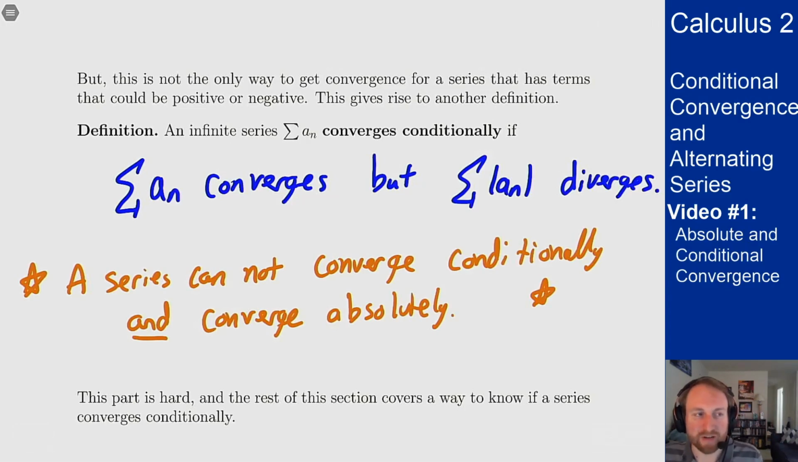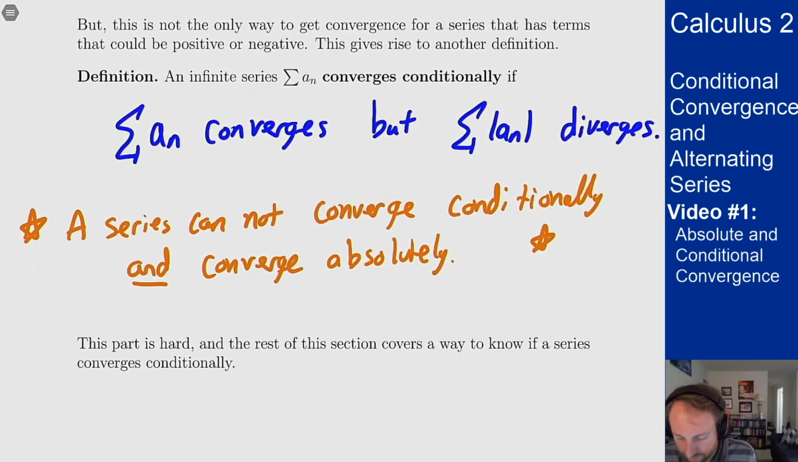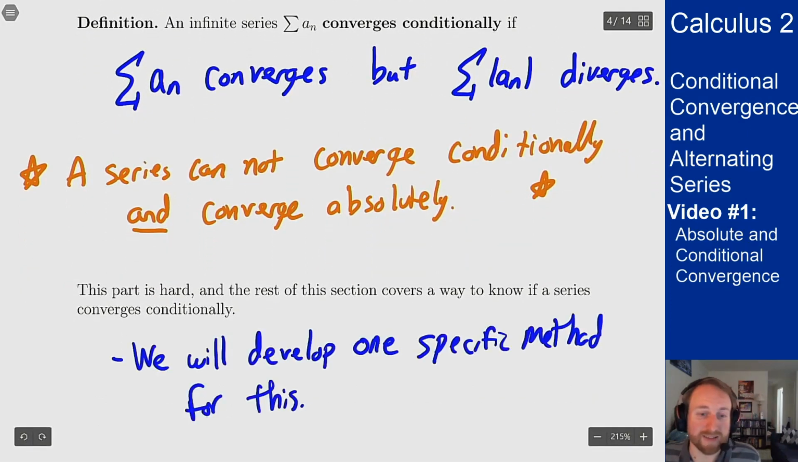And this part here is very hard. The idea of how do I show that a series converges conditionally is a very tricky concept. So we'll be doing a lot to develop a specific method we can use to figure out that a series converges conditionally. There are a lot of ways out there that you can use to show that a series converges conditionally, but we'll only go through one in this class, the only one that's in the scope of this class. And that's the alternating series, which we'll talk about in future videos.